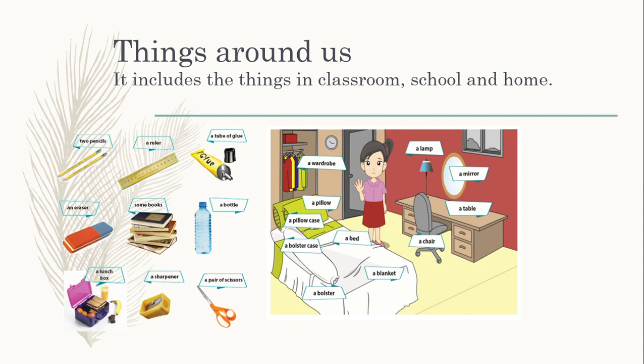Next is things around us. It includes the things in classroom, school, and home. There are many vocabulary words about the things that you should know and remember. Banyak benda yang ada di antara kita. You can find them in your home, your school, or your classroom.